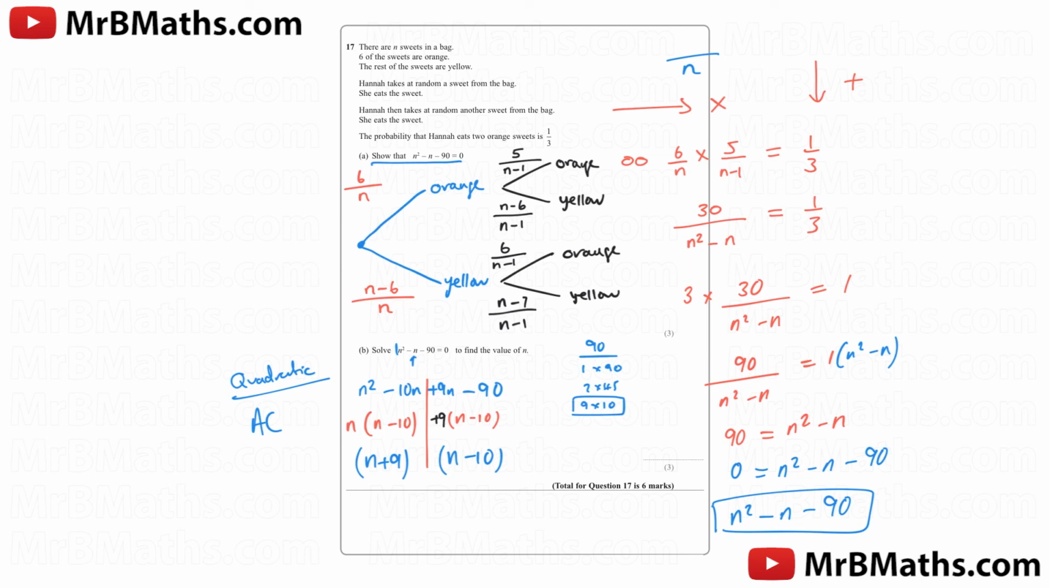So to get a solution, we write n plus 9 equals 0 and n minus 10 equals 0. Therefore, we have n equals minus 9 and n equals 10 as two possible solutions. Now, if you remember what n is, at the very top, n is the number of sweets in a bag. Well, we can't have a negative amount, can we? So therefore, our answer is n equals 10. So there are 10 sweets in the bag.